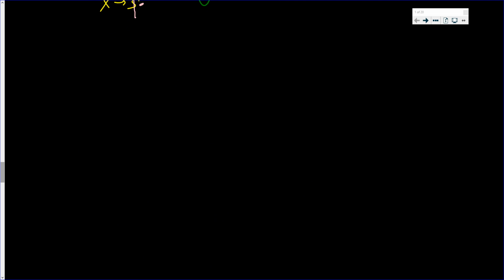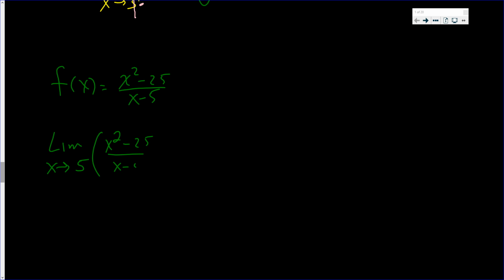Let me show you an example of that. Suppose that you have f of x is equal to x squared minus 25 over x minus 5, and I want the limit as x goes to 5. Okay, that is, I want the limit of this function, x squared minus 25 over x minus 5.